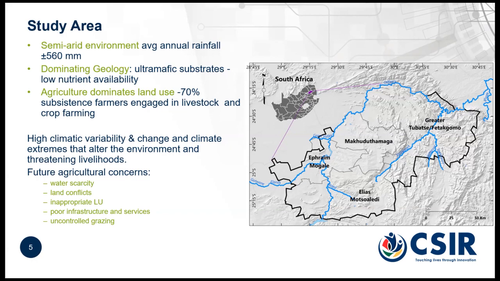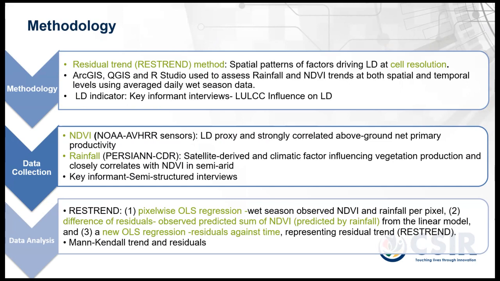So the methodology of the study included a quantitative method where we used a residual trend method to uncover spatial patterns of factors driving land degradation at a cell resolution. We also used ArcGIS, QGIS, and RStudio to assess the rainfall and NDVI trends at both spatial and temporal levels using average daily wet seasonal data. And then for the qualitative method, we used semi-structured key informant interviews to understand and reveal some of the origins behind changes in land use and land cover of the area.